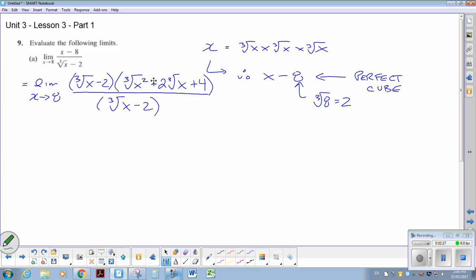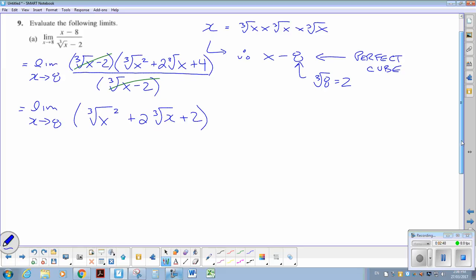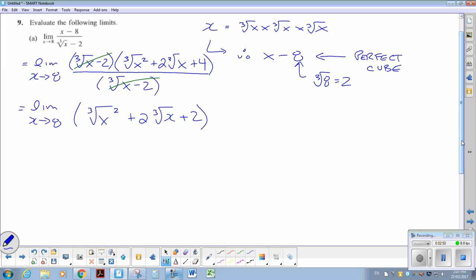Now those two terms will cancel each other out, which means that we're evaluating the limit of x approaching 8 for cube root of x squared plus 2 times cube root of x plus 2. We no longer have a denominator, so if there's no denominator, there can be no problem. So we will evaluate it then.